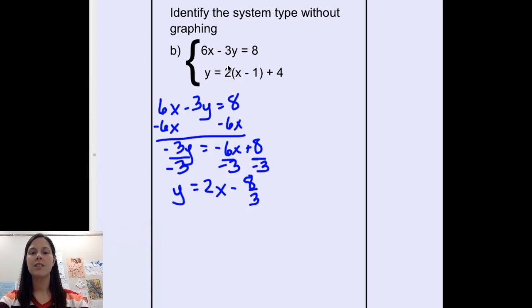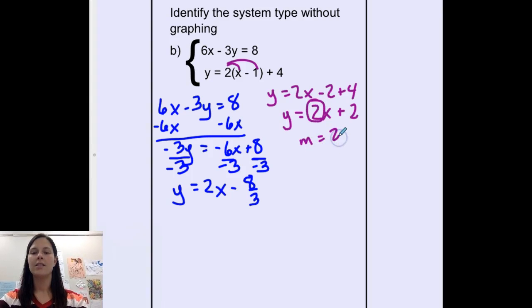That second equation is in point-slope form. We'll start by distributing that 2. y equals 2x minus 2 plus 4, and then we'll combine our like terms. The negative 2 plus 4 gives me a positive 2. The slope of this line, what I'm multiplying by x, is 2. And the slope of that first line that I solved for is also 2.